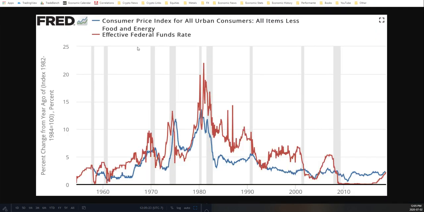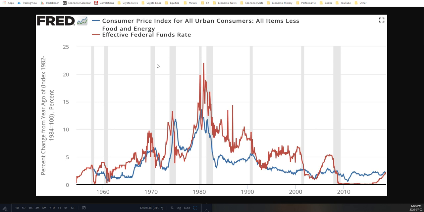And this shows the CPI, which is Consumer Price Index. This is going to be the average cost for goods and services for all items. We can see all urban consumers. The red one's going to be the place that we want to keep our attention.